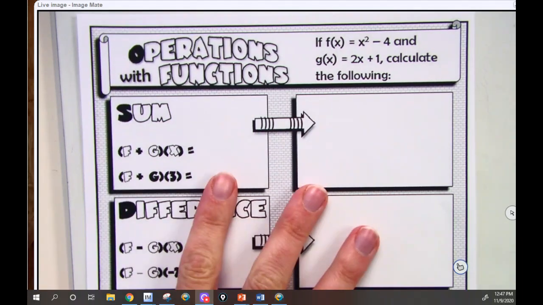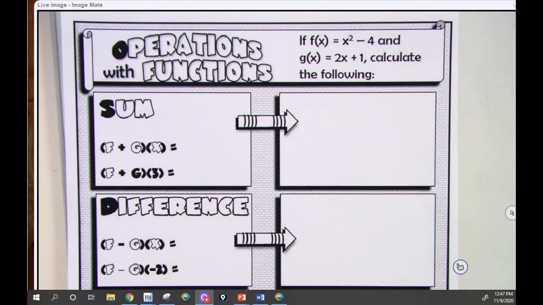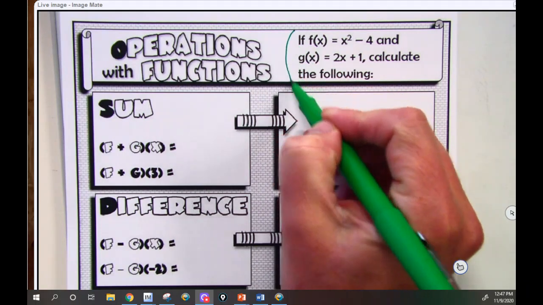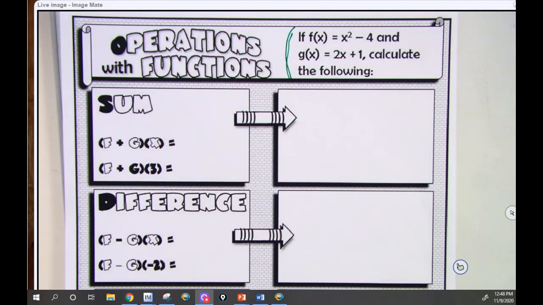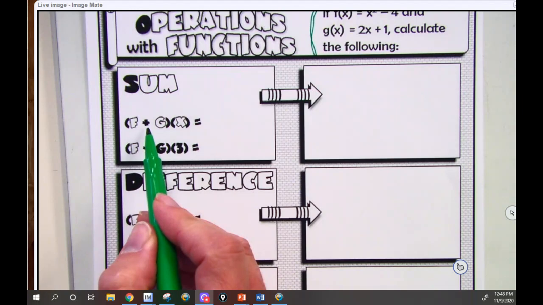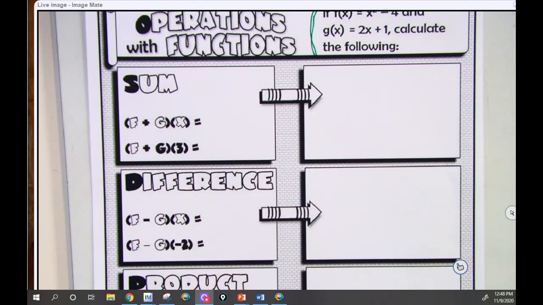Today we're going to be doing operations with functions and also composition of functions. This page is something that you know. It's just presented in a new fashion. So we will be using f of x and g of x up here to answer all of these problems, okay? This is read f plus g of x.